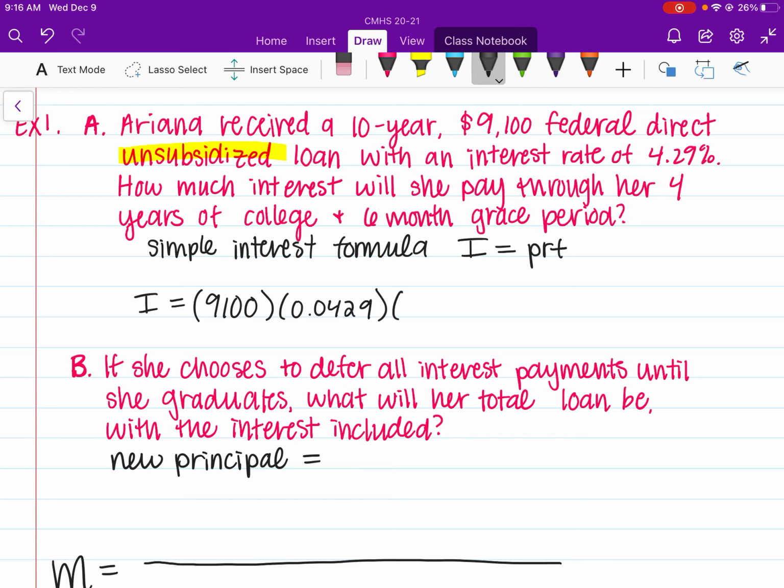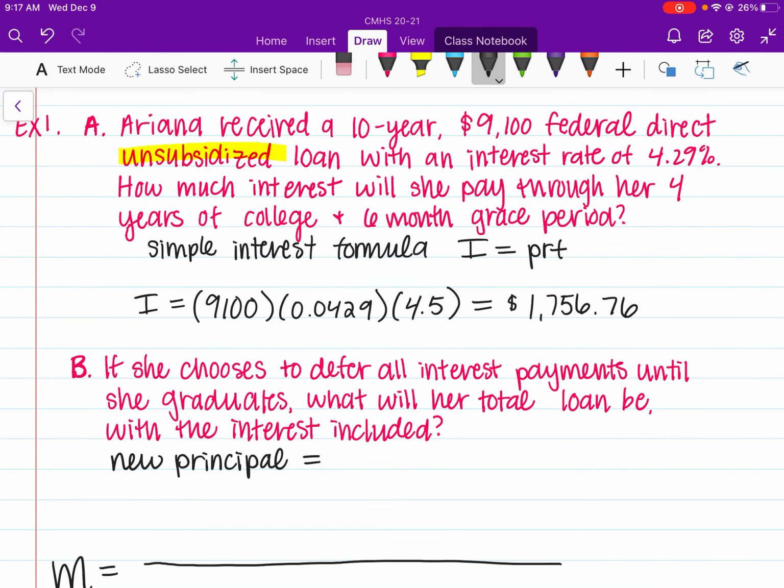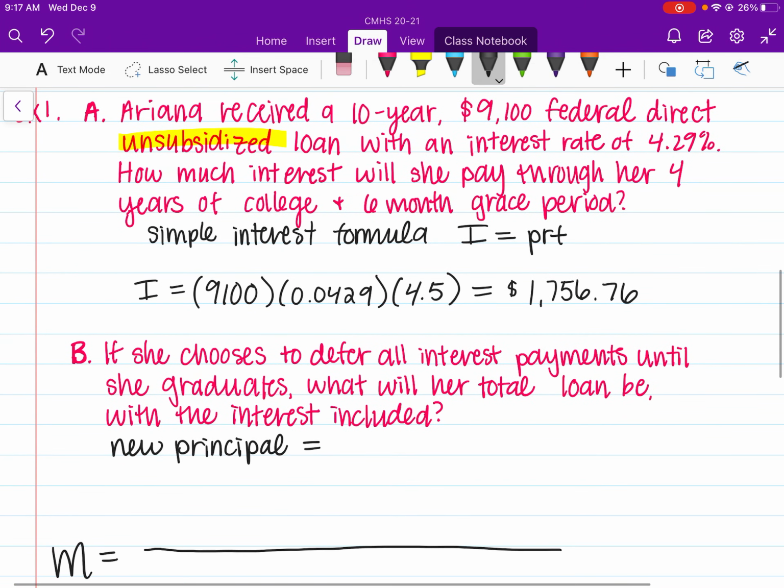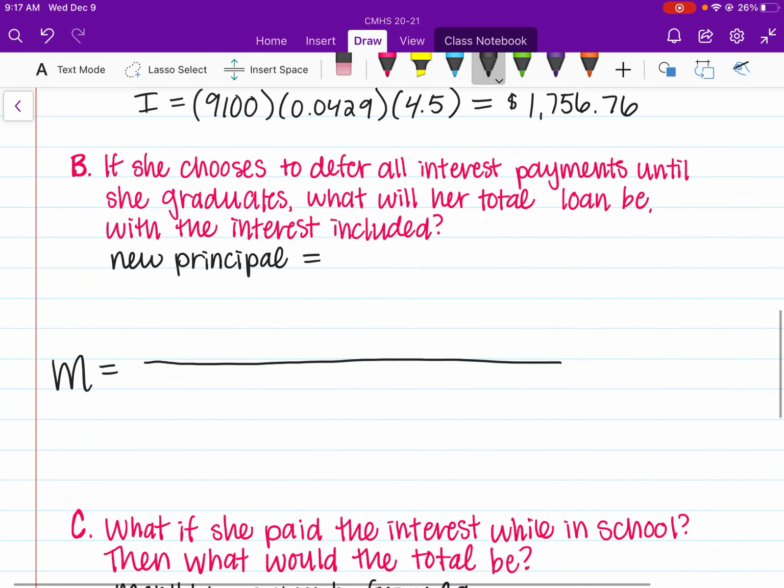and the time. Now, be careful because this is 4 years plus the 6 months, so it's actually 4.5 years, because this is covering her grace period as well, which you know is the 6 months after you graduate. So if we were to do this in a calculator, it would be $1,756.76. All right, so that's how much interest she has to pay while she's in school.